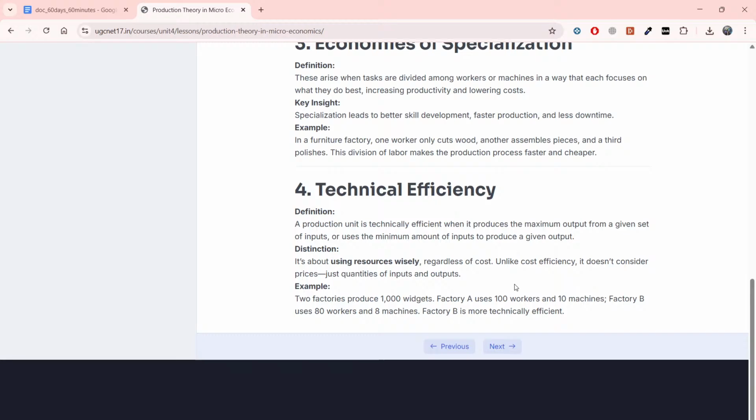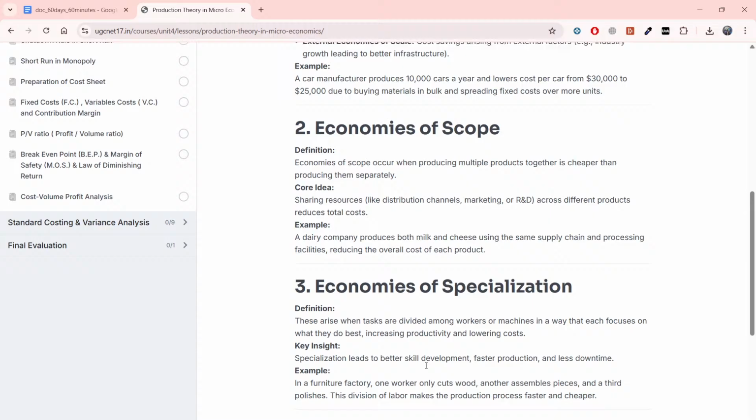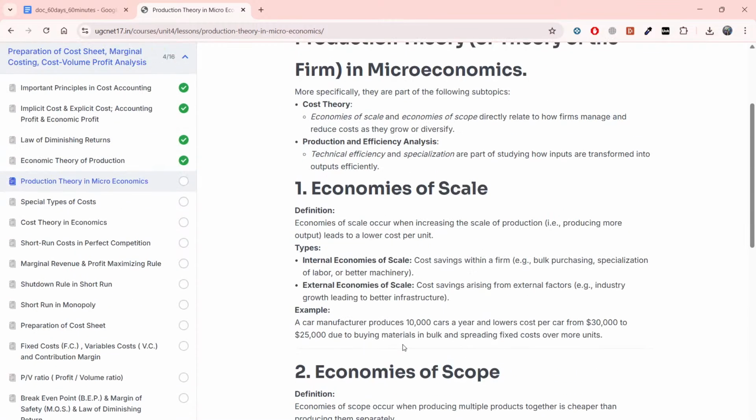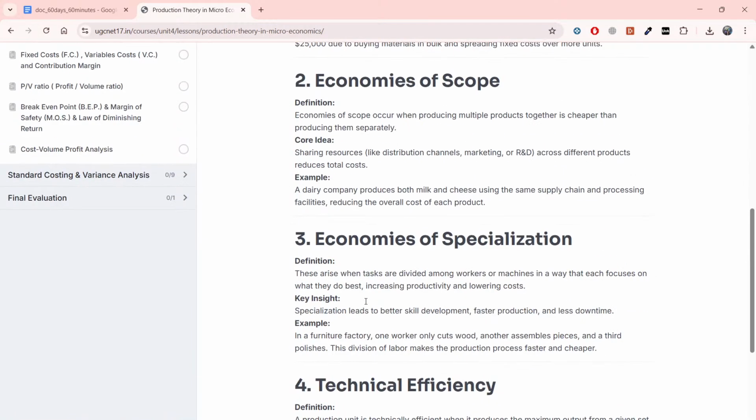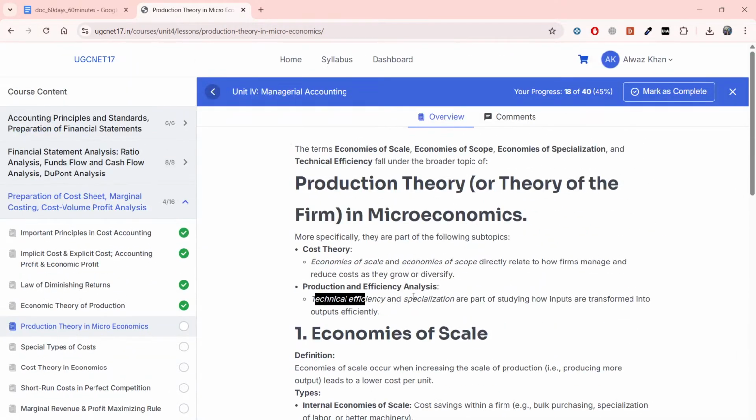Two factories produce 1000 widgets. Factory A uses 100 workers and 10 machines. Factory B uses 80 workers and 8 machines. Factory B is more technically efficient. So we have studied technical efficiency, economies of specialization, cost theory, and economies of scale and scope.